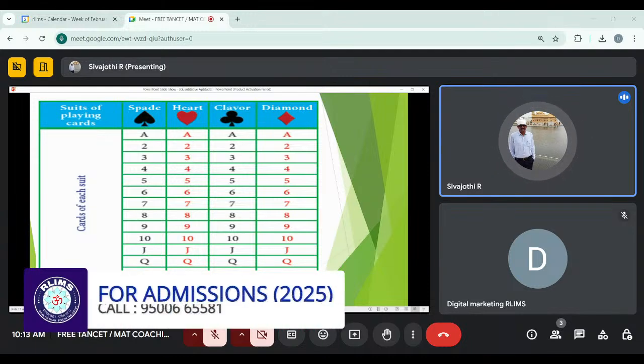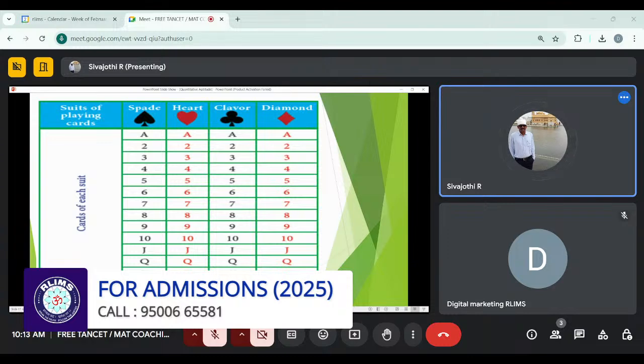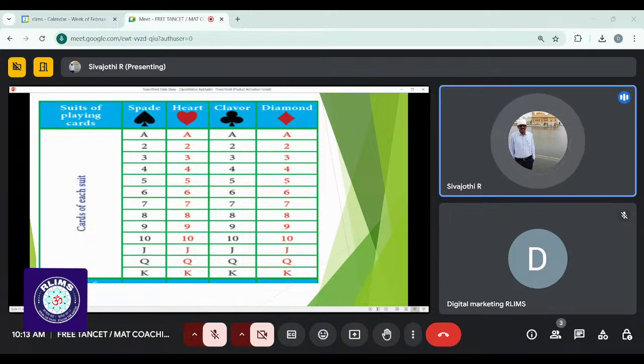Now I ask another question. Let A be the event of getting a 6 on a red card. We are very familiar that heart and diamond are red cards. So a red 6, that is 2 only. So the probability of A is equal to n(A) by n(S), that is 2 by 52, which is 1 by 26.